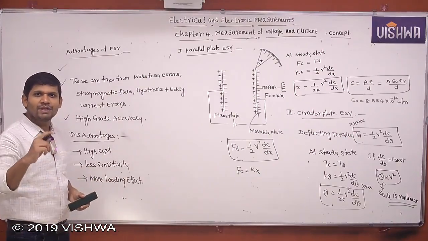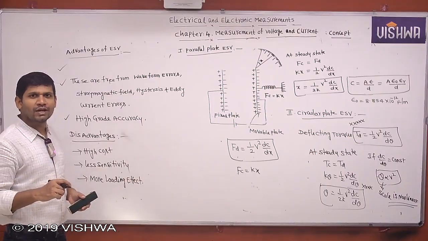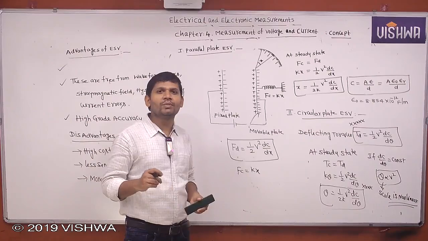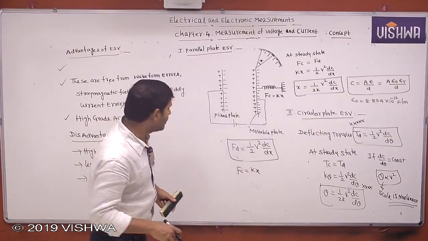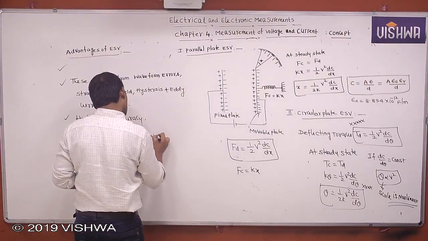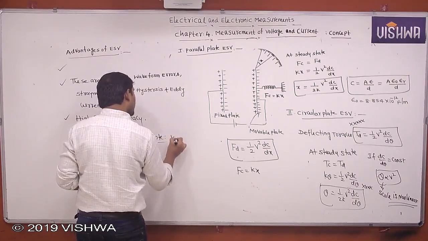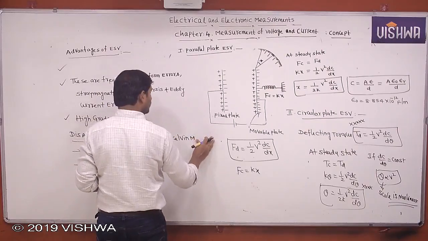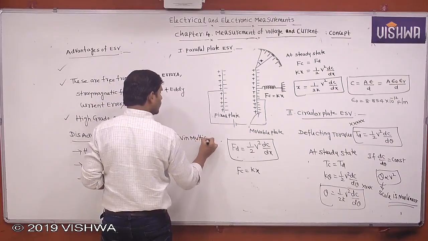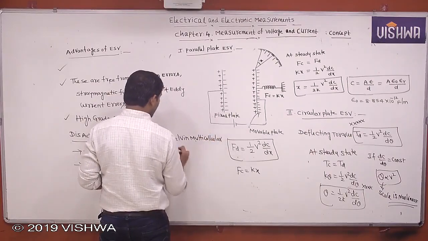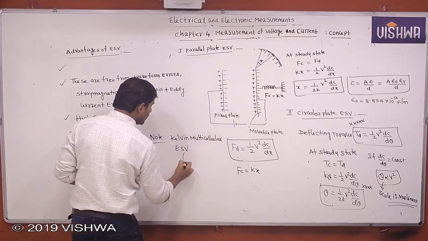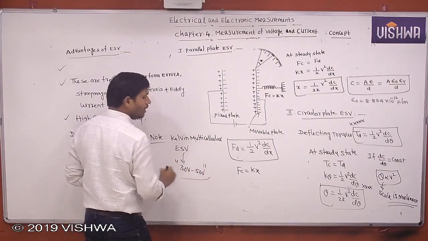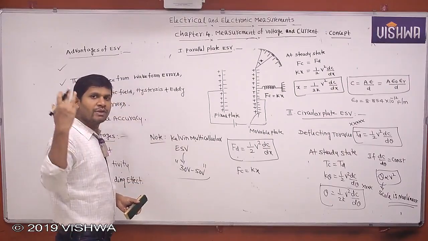But there is one specially designed electrostatic voltmeter, the Kelvin multicellular voltmeter. By using that voltmeter we can measure a minimum voltage of 30 volts, that is, 30 volts to 50 volts. Okay, and the maximum we can measure is up to kilovolts.